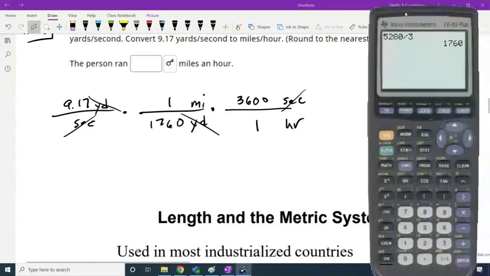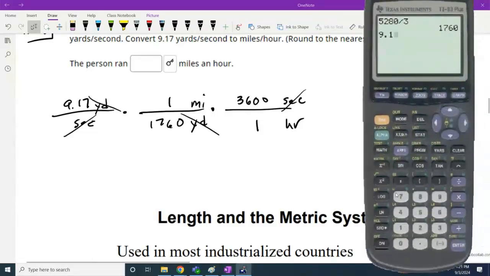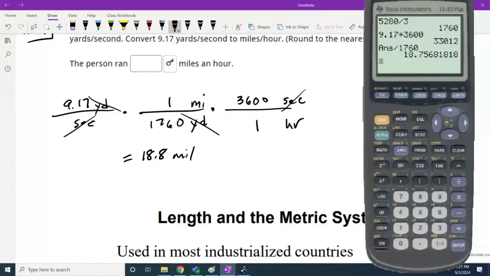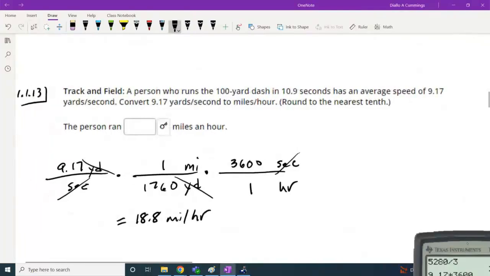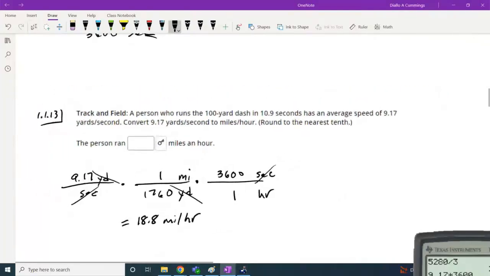Now I'm just going to multiply the numbers on the top. So 9.17 times 3,600 gives us like 33,012. I'm going to divide that by 1,760. And we have 18.8 miles per hour. All right, any questions about number 12 or 13? We had to use a couple of conversions.